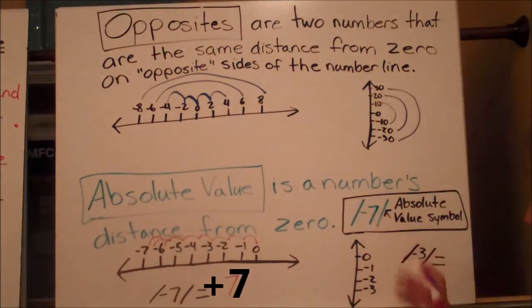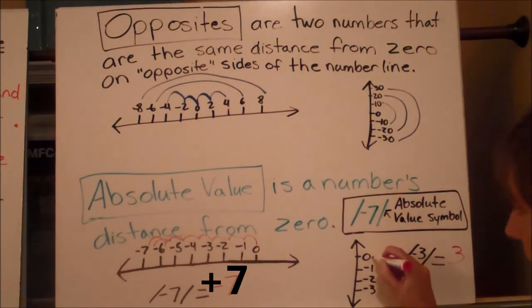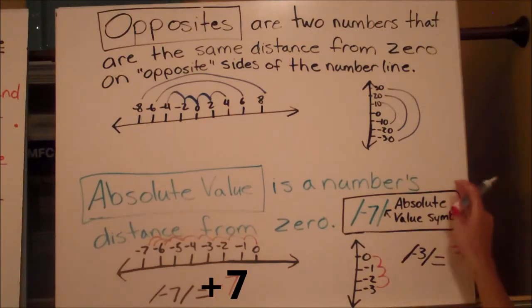Let's look at our vertical number line here. We have the absolute value of negative 3. The absolute value of negative 3 is simply 3. And looking at the number line, I can count negative 3. How far away from 0 is negative 3? It's 1, 2, 3 jumps from 0.